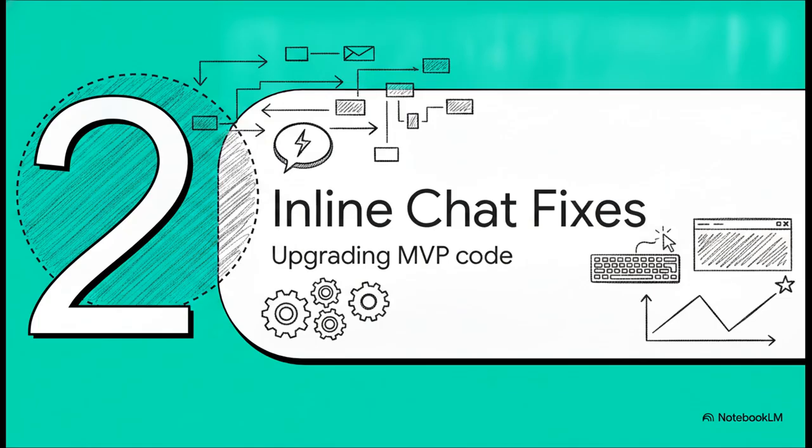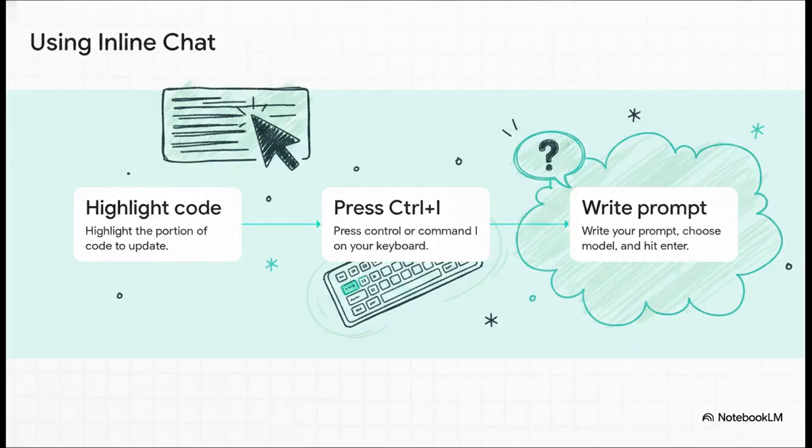Moving on to Section 2, Quick Fixes with Inline Chat. Let's upgrade this MVP code. So now that we've got a basic minimum viable product running, we probably want to make the input handling a bit more flexible. The absolutely crucial point here is just how seamless this feels. You literally follow these 3 steps right where you're already typing to invoke inline chat. There's no switching windows, no breaking your flow.